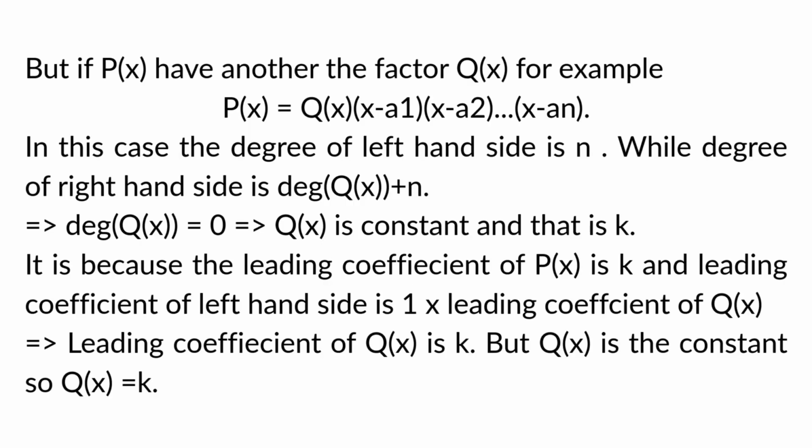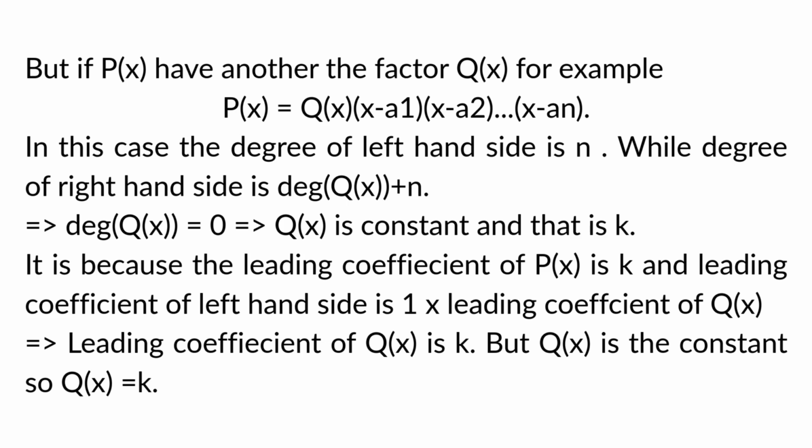Now let's prove why this formula is correct. Suppose p of x has roots a_1, a_2, all the way to a_n. By the factor theorem, each term x minus a_i must be a factor of p, so we can write p of x equals q of x, times (x minus a_1), times (x minus a_2), and so on, up to (x minus a_n). But here's the key point. On the left-hand side, the degree of p is n. On the right-hand side, the degree is the degree of q, plus n. That means q must have degree 0, in other words, q is just a constant.